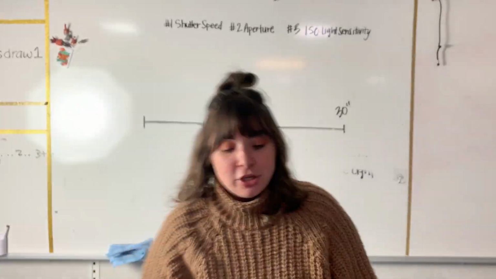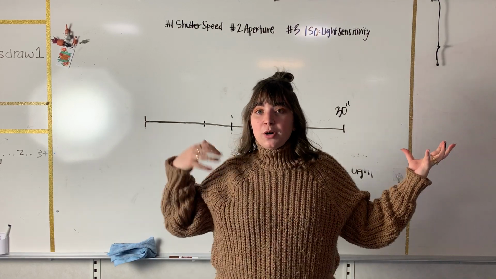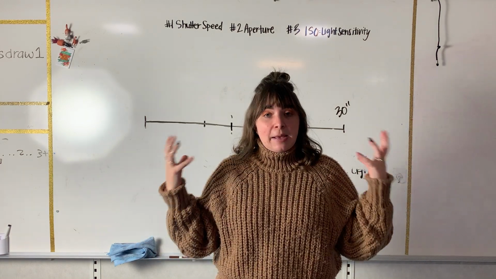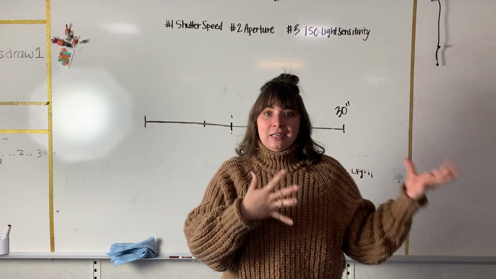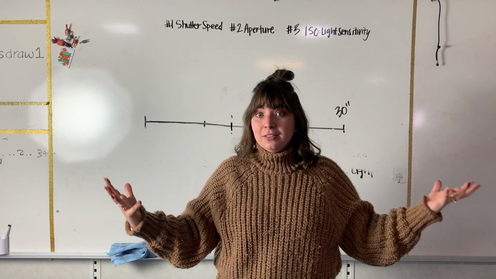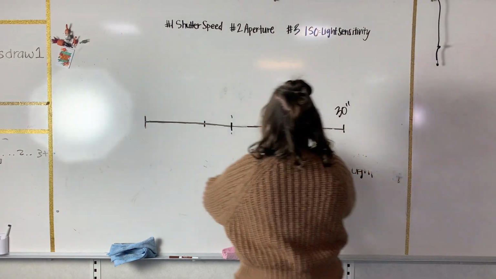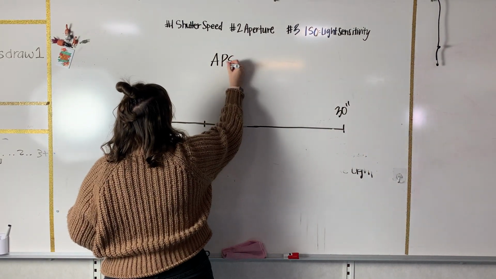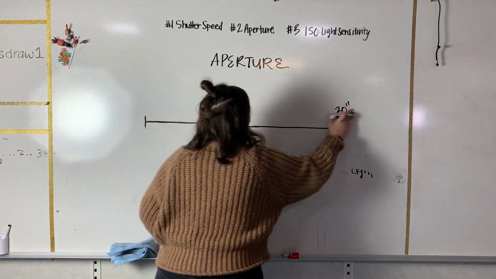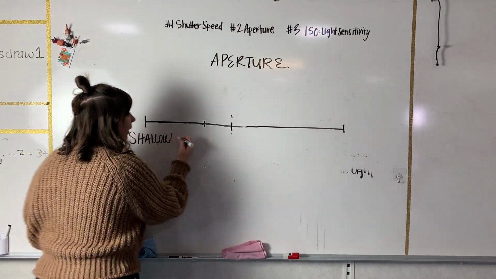When we talk about apertures, we're talking about a shallow depth of field or a deep depth of field. Aperture controls the depth of field in your photographs. Depth of field is the distance between the nearest and furthest objects that are in focus. So there's two different depths of field, and we're gonna write them on our timeline. Let me find my pen. We're gonna write aperture at the top of our timeline, and we're gonna write the two depths of field. The first one is shallow and deep.